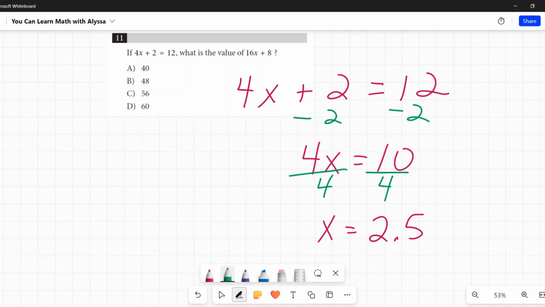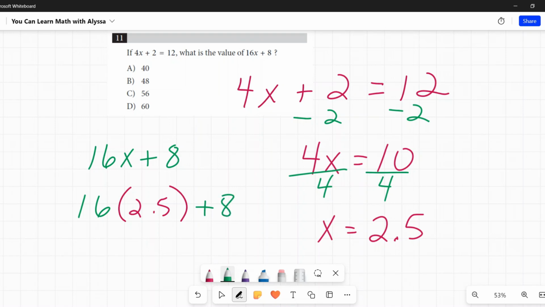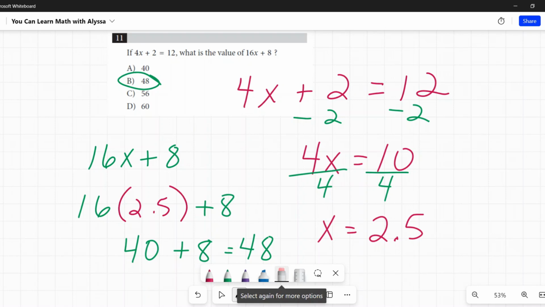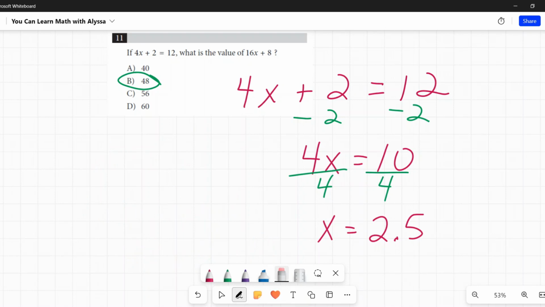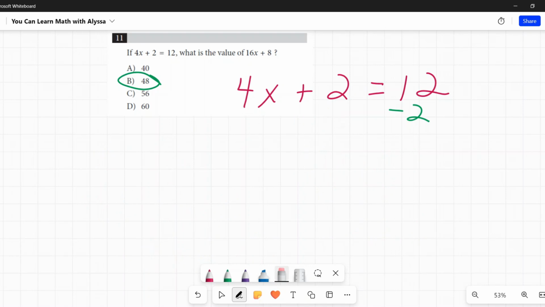So then I have my 16x plus 8, and I can plug 2.5 into there for x. So that becomes 16 times 2.5 plus 8. 16 times 2.5 is 40, and 40 plus 8 is equal to 48, which would make B my answer. Now, there is a method that's actually, I think, a little quicker than that, but you kind of have to have this eureka moment. And again, if you don't, it's not a big deal. It's not a problem. You can still do it the way I just showed you.